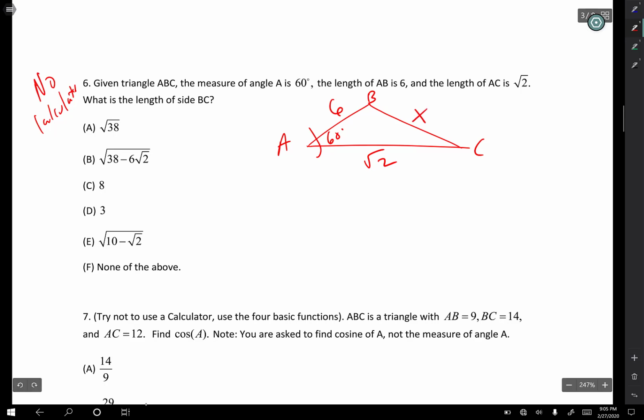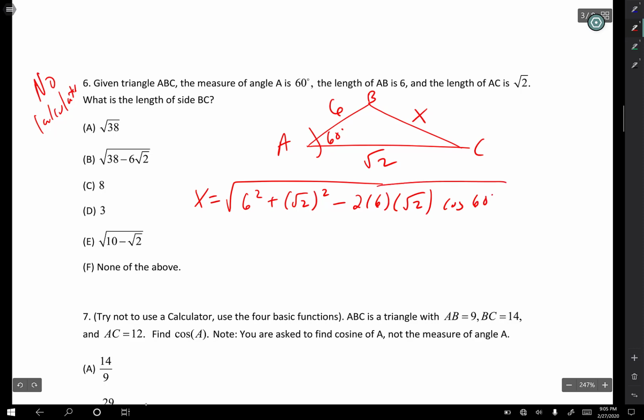Okay, this is obvious that it's going to be law of cosines, guys. So x equals the square root. I have the 60 degrees, so that x goes on the outside. 6 squared plus square root of 2 squared minus 2 times 6 times square root of 2 cosine 60 degrees. And everything can be done without a calculator. 6 squared is 36. Square root of 2 squared is 2. 36 plus 2 is 38.